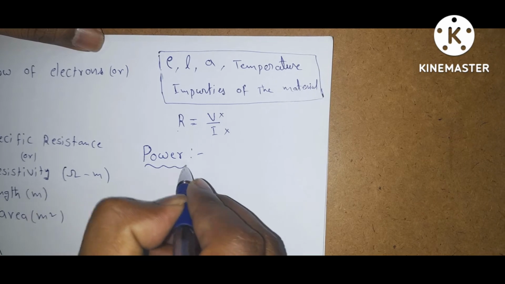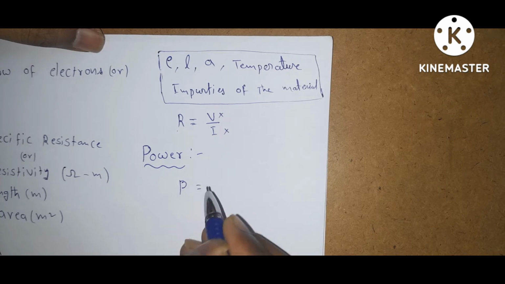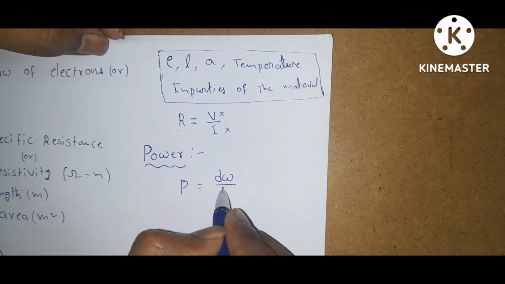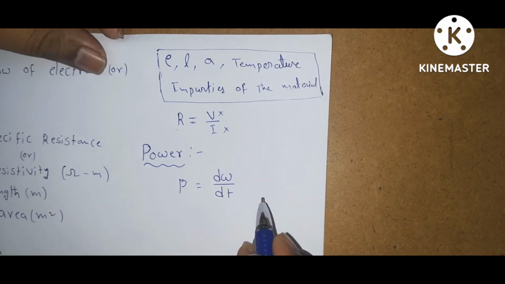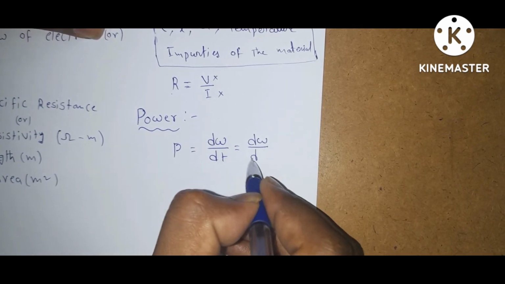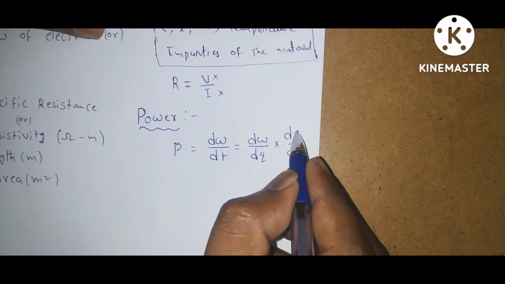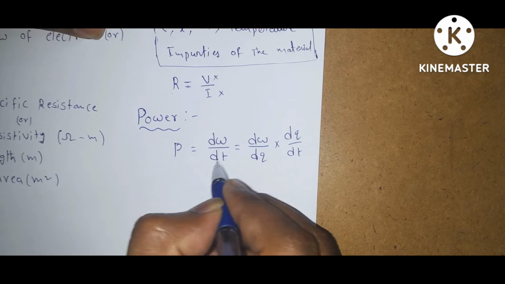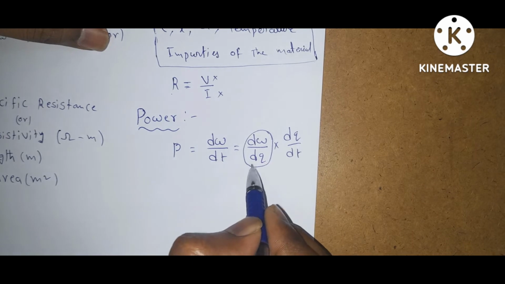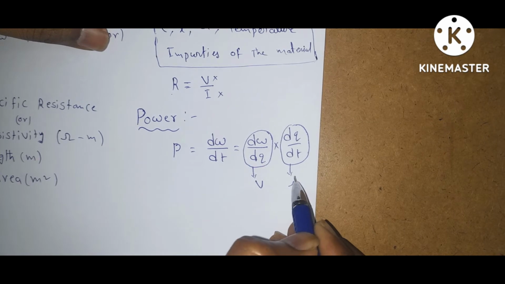Next, power dissipated in the resistor. So what is power? Power is equal to work done by time, that is dW by dt. This can be written as dW by dq into dq by dt. Here dq cancels, then you will get dW by dt. Here we can replace dW by dq with voltage V and dq by dt with current I.